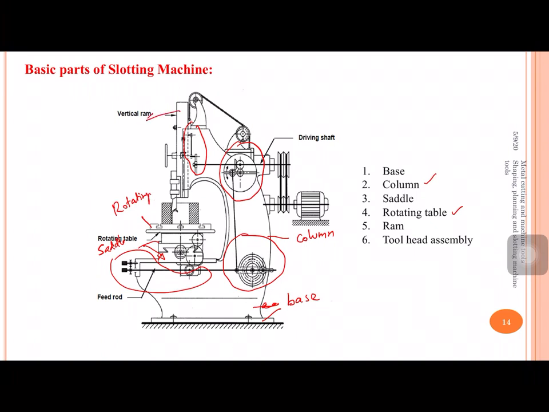Next one, this is the vertical ram. This can move vertically up and down. Next one, this is the tool head assembly. This is very similar to what we discussed in the shaping machine.